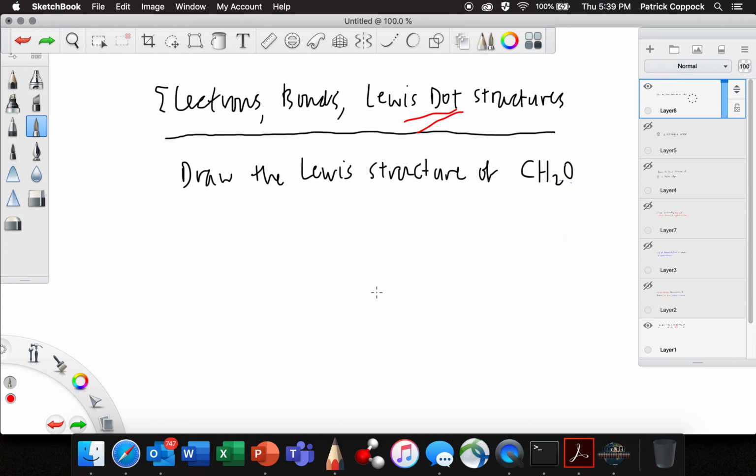Okay. All right, so let's draw the Lewis structure of CH₂O, which is formaldehyde. First thing we're going to do is draw all the atoms, and we're going to assume that they're symmetric. Let's assume symmetry here.